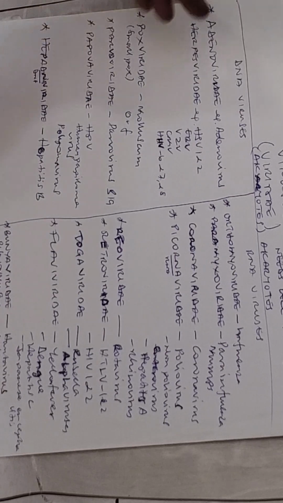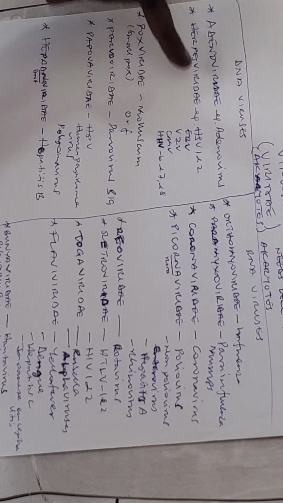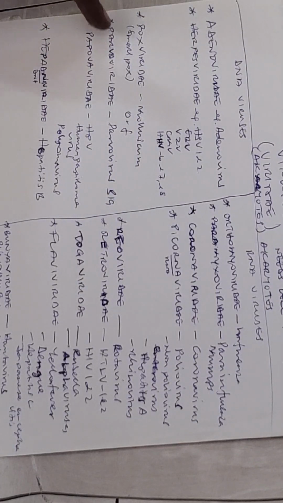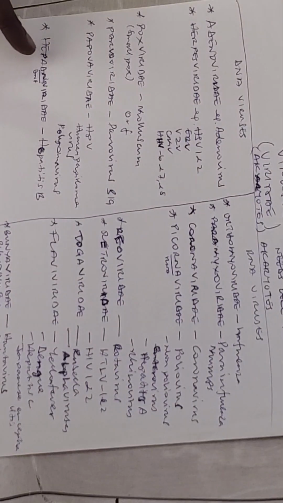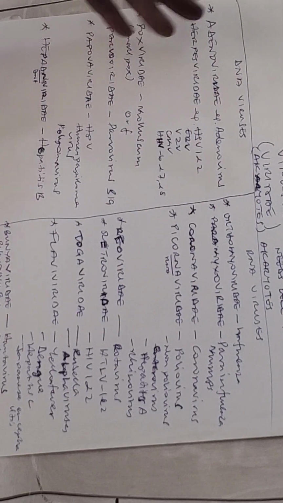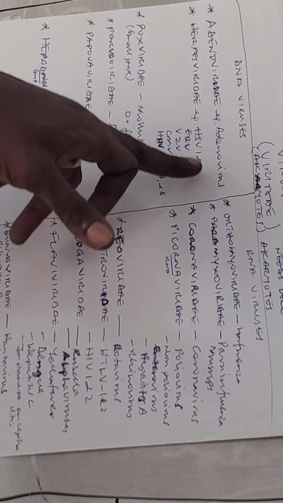And then under the DNA, we have the various families: the adenoviridae, herpesviridae, poxviridae, parvoviridae, papovaviridae, hepadnaviridae. So the names will give you an example.